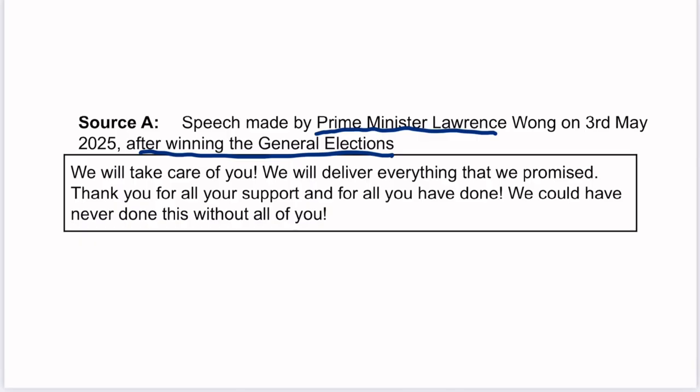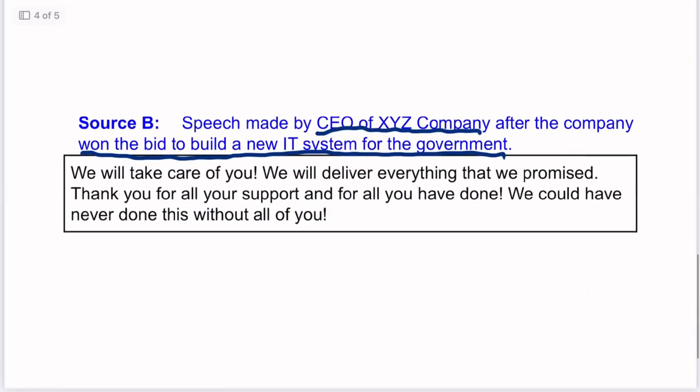If we change the provenance here, now it's different already. I know there's no more Prime Minister, but a CEO of an XYZ company. Let's just assume that this is a very big company here. After this company won the bid to build a new IT system for the government: "We will take care of you." Who is this "you" here?